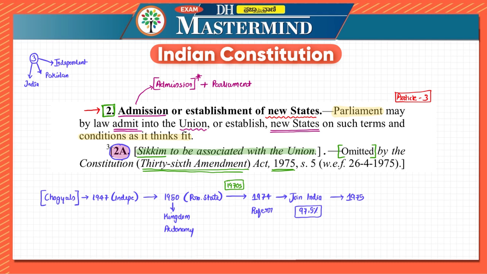So what will be important out of this then? They might ask: 2A, which was under Article 2, is related to which state? To understand that, at least you have to remember that it is related to Sikkim, and after the 36th Constitutional Amendment Act, Sikkim was made a full-fledged state. So 2A is related to Sikkim. That has already been omitted, so it might not be that important for us, but we have to understand this thing.